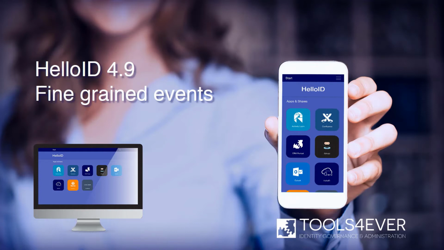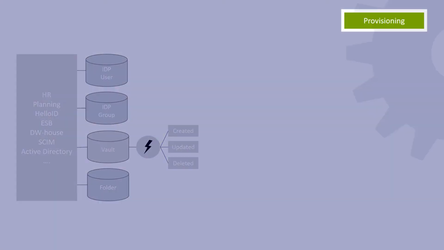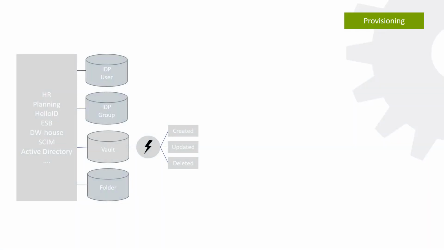Today we are going to go over the new functionality of fine-grained events. We will start with a conceptual overview in a PowerPoint presentation and then demo the software. Fine-grained events are part of the provisioning model, so you will need the provisioning module in HelloID. Please contact your local account manager to request access to this module. This functionality is up and running and ready to use.